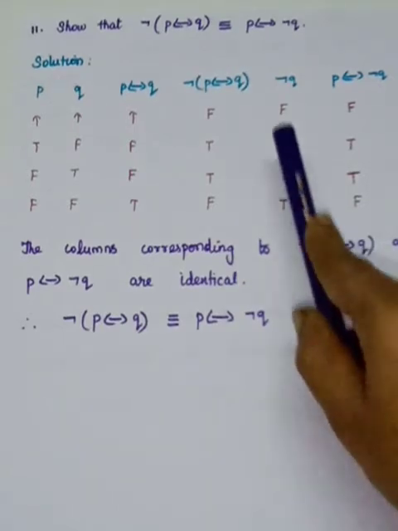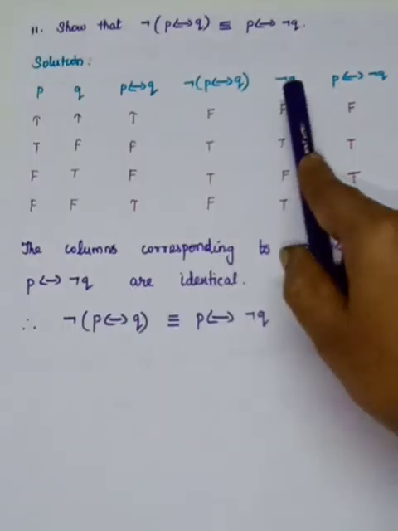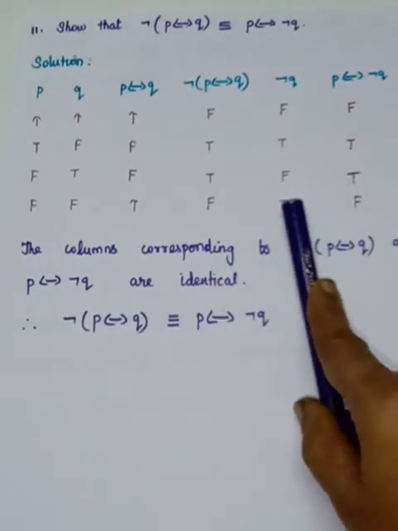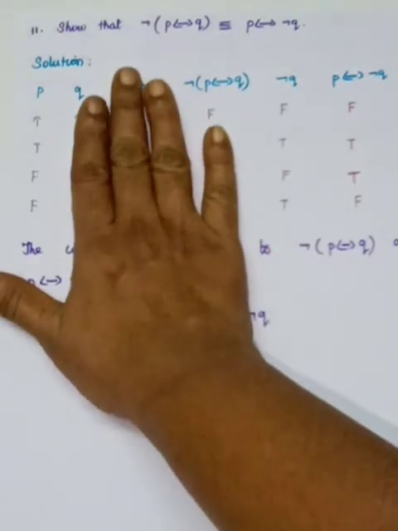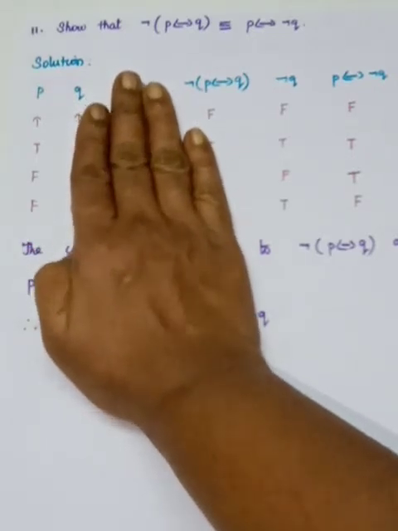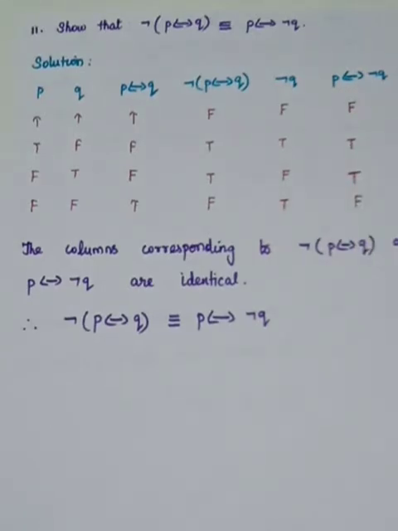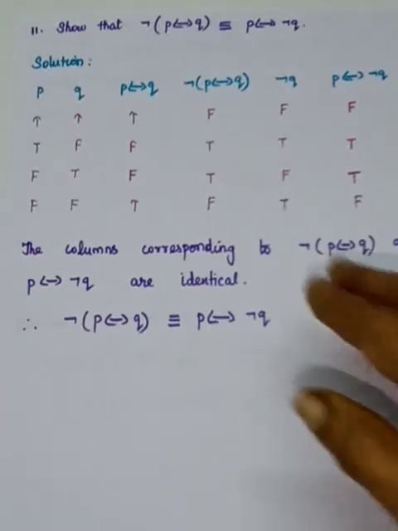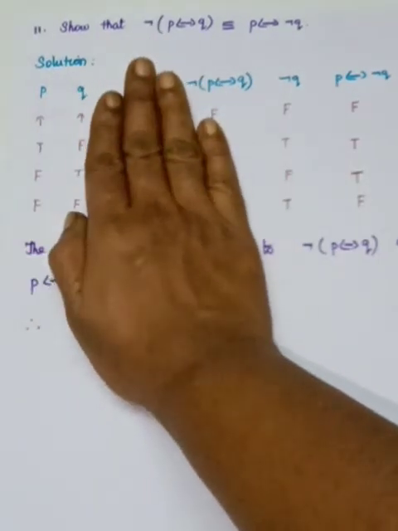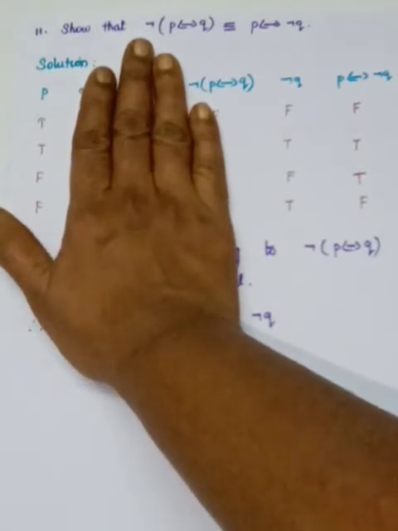So which one you have to consider? P. So P is the first column and negation Q is in the 5th column. You have to see only the first and the 5th column. So in between what you are having? If and only if. If and only if means both having the same truth value. Which column you have to see? The first column and the 5th column, isn't it?